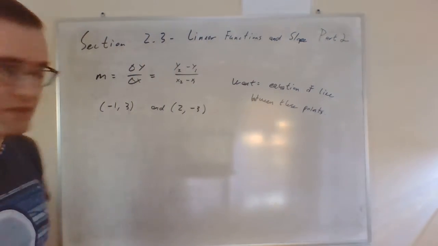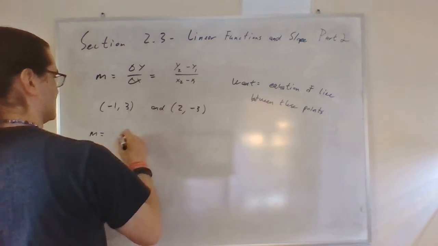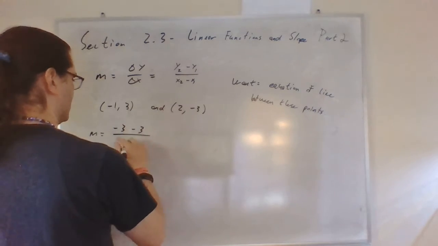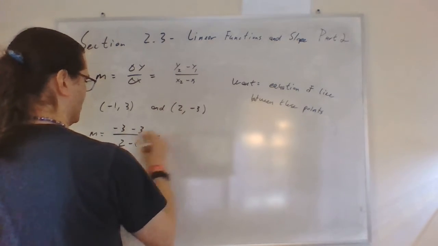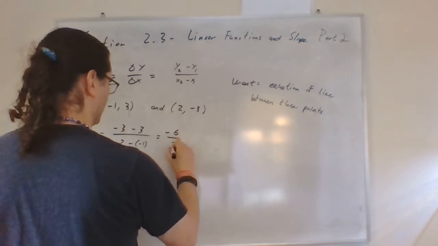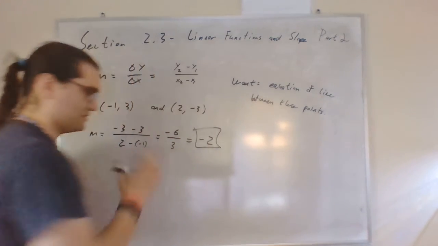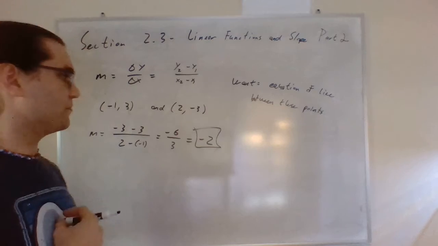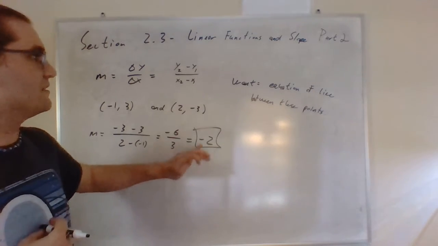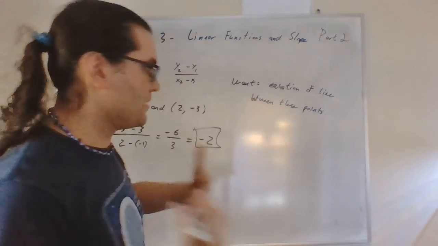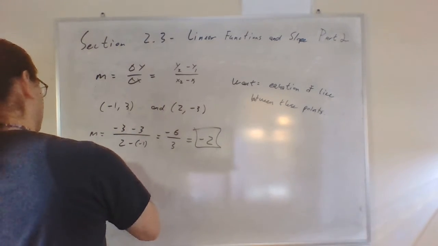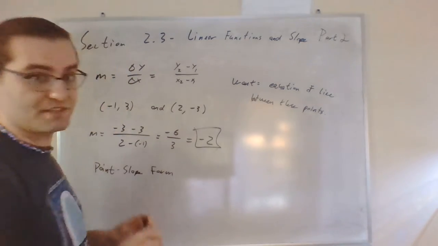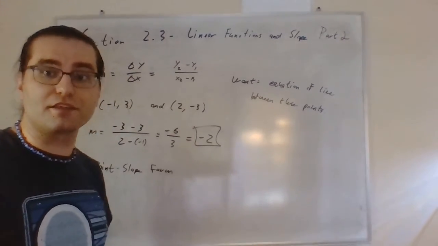And so we're going to start with the slope. The slope is going to be -3 minus 3 divided by 2 minus -1, which is -6 over 3, which is -2. I have a slope here of -2. So now we need to go from having the slope to actually finding the equation of the line. And for that, I'm going to introduce something called point slope form.